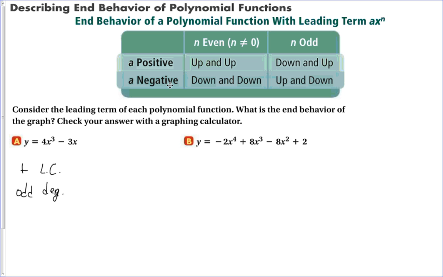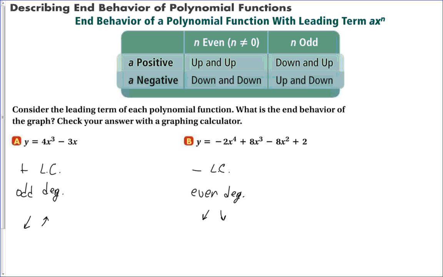if we go up here, positive, odd degree, it's going to be down, up. And yes, you can use arrows. So positive leading coefficient, odd degree, end behavior is going to be down, up. Here we have a negative leading coefficient and an even degree. So negative even, it's going to be down, down. Negative leading coefficient, even degree is going to be down, down.